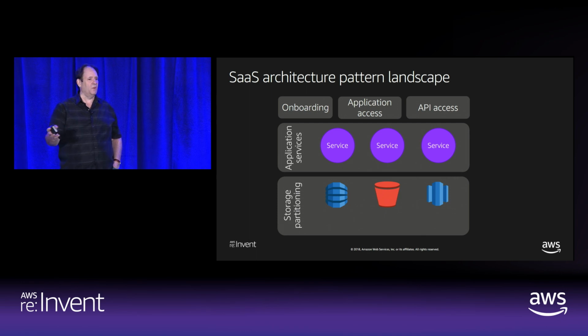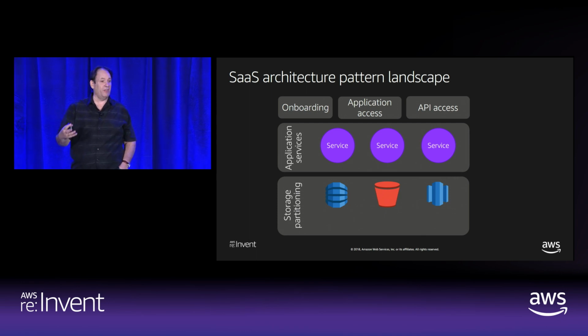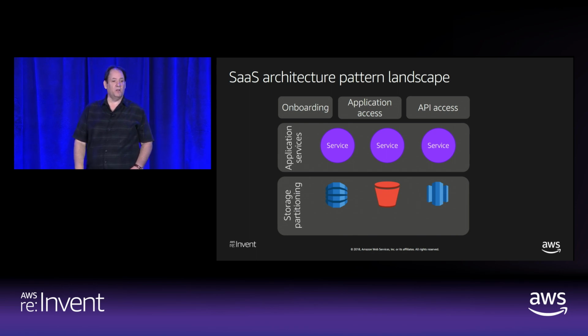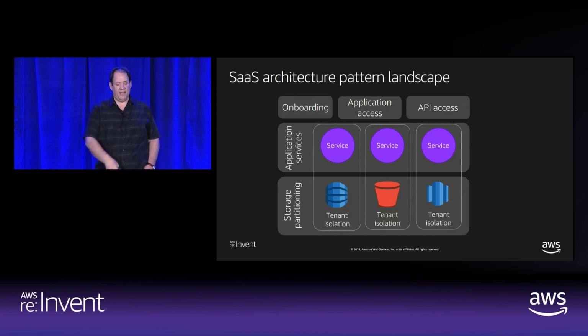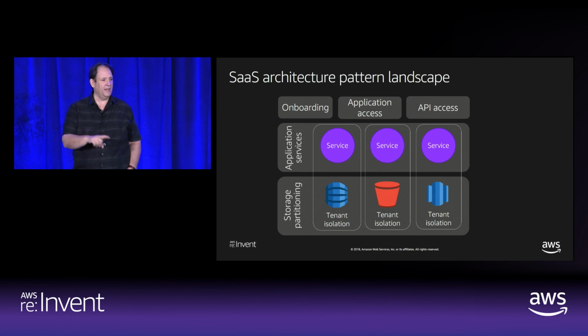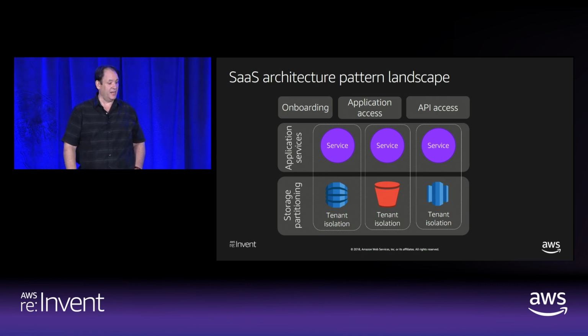Storage partitioning, probably the one almost everybody thinks about. In fact, a lot of people think multi-tenancy is just data separation. It's certainly way more than that. But we'll look at storage partitioning, and we'll look at how we isolate tenant data and how we separate tenant data. And then this notion of tenant isolation. How do we make sure one tenant can't see the resources of another tenant?